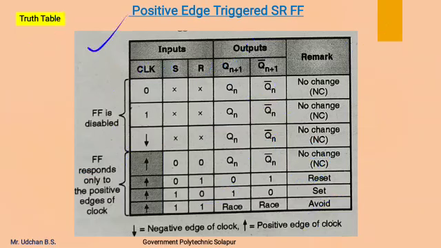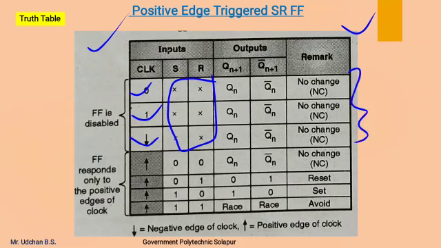So this is the truth table. We have seen all the 5 cases. As per that, this truth table is constructed. Here in the first case we have considered the clock at negative level, positive level, and negative edge of the clock. In that case, irrespective of S and R, the output is not going to change.